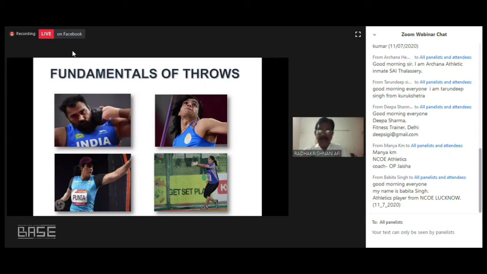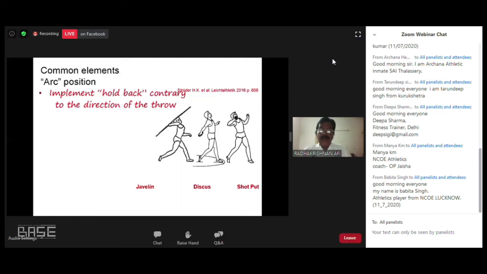Who was participating in the last Asian Games. When you just look into the fundamentals of throws, there are so many common elements in all the four throws.